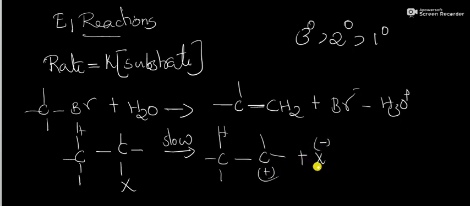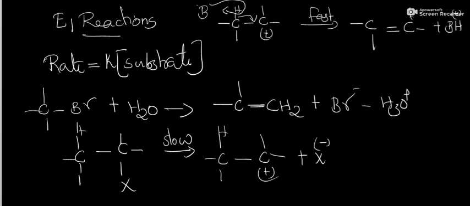Then it undergoes attack of base. By the attacking base, hydrogen is abstracted, and this bond will shift to this bond, and it is a fast reaction. It will convert into our alkene by the elimination of BH plus. This is the mechanism of E1 reaction. Here the base will attack the hydrogen and it will convert it into alkene. And what is the orientation and reactivity in E1 reaction?